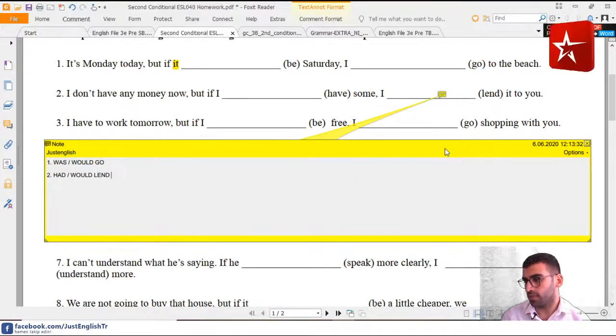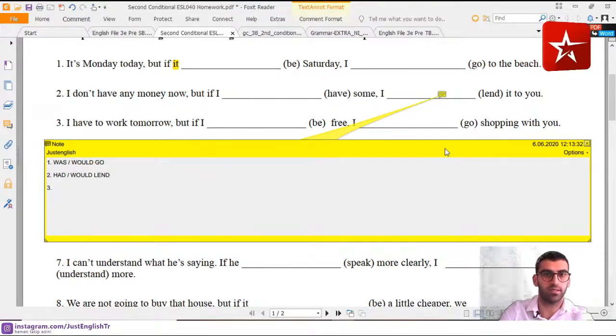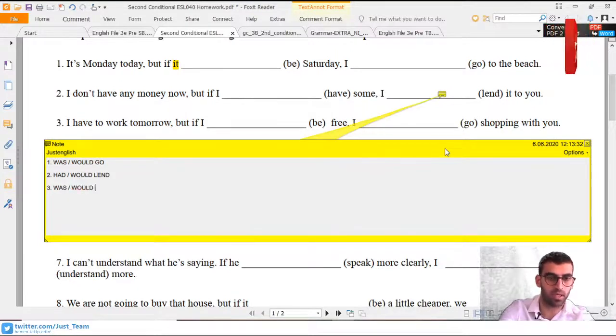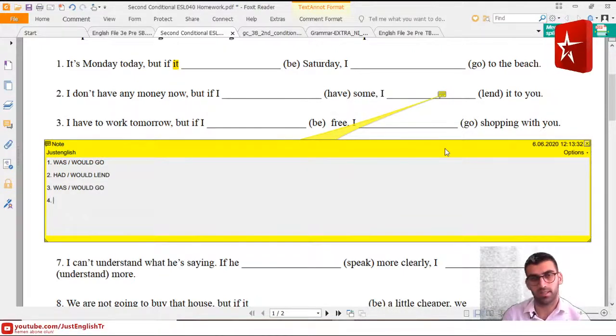Yes, Gülsafa and Safa, they say the correct answer for number 3 was, if I was free, I would go. Okay, I would go. It is the correct answer for number 3. Yes, I have to work tomorrow, but if I was free, I would go shopping with you.